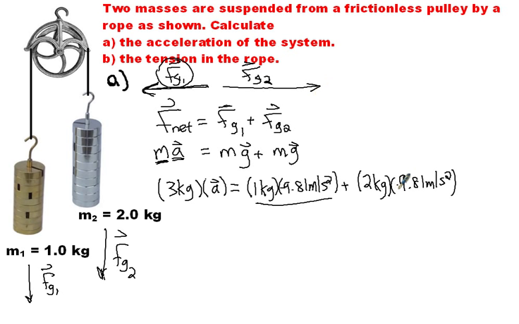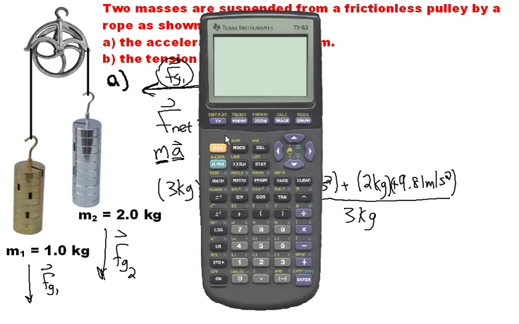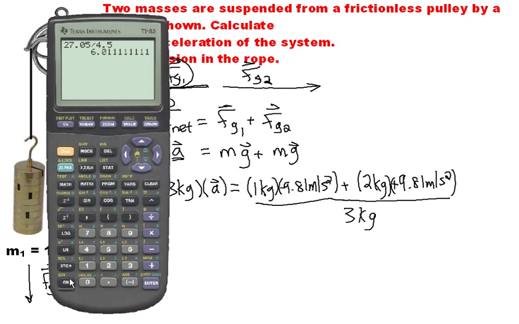So I'm going to leave this as a positive 9.81 meters per second squared. Well, now all I have to do is determine what I get by multiplying together the two terms on the right-hand side and then adding the numbers and dividing by the total mass of 3 kilograms. So I think I can probably punch that into my calculator now at this stage.